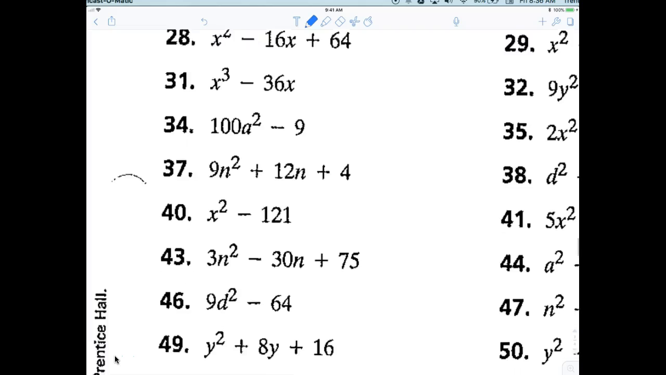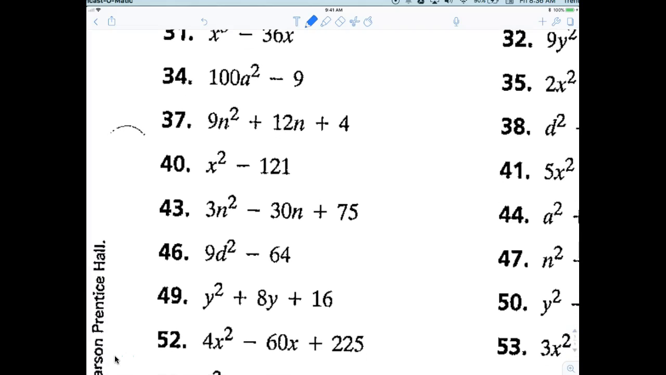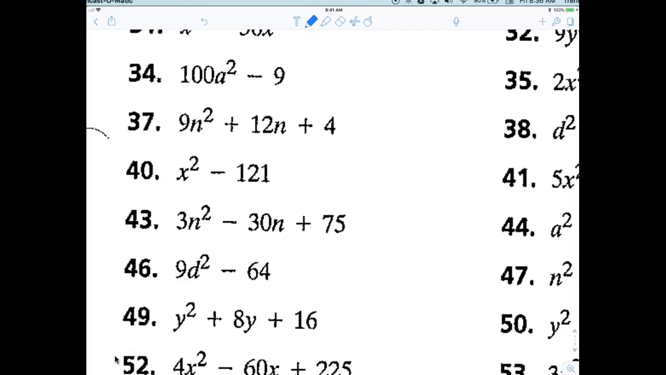Okay, here we go. Stay with me. I want everybody to do 34. I promise I'll get to you. Somebody tell me the answer to 34. Good. It'd be 10a minus 3 and then 10a plus 3. Does it matter where you put the plus or the minus? No. It's the same thing.